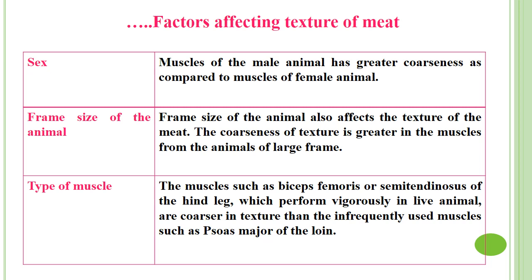And then type of muscle. The muscles such as biceps femoris or semitendinosus of the hind leg, which perform vigorously in live animal, are coarser in texture than the infrequently used muscles such as psoas major of the loin. So I mentioned in the previous one, those muscles which are more active will have more coarse texture, whereas some muscles which remain inside at the front portion, like psoas major, have very little activity, so they may be a little bit less coarse or fine in texture.